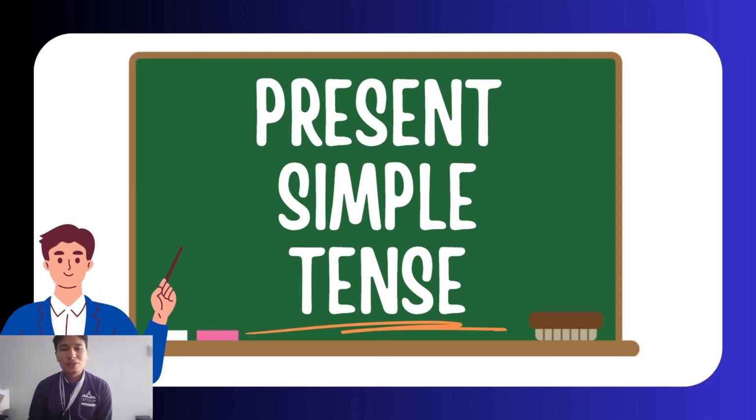Today we are going to learn about the present simple tense. The present simple tense expresses regular and repeated actions in the present. So we can talk about habits, routines, the activities that we do with some frequency in our lives.